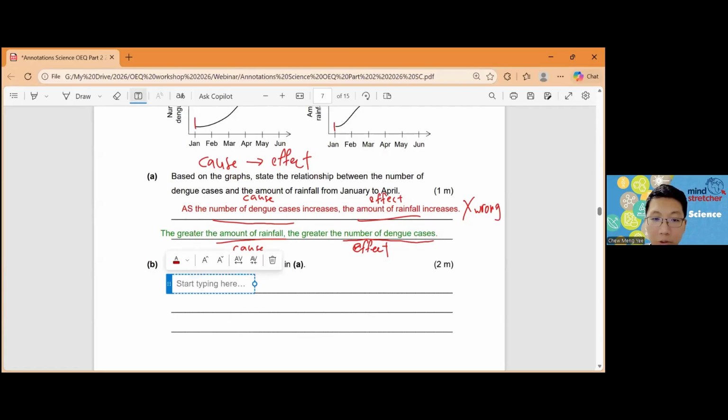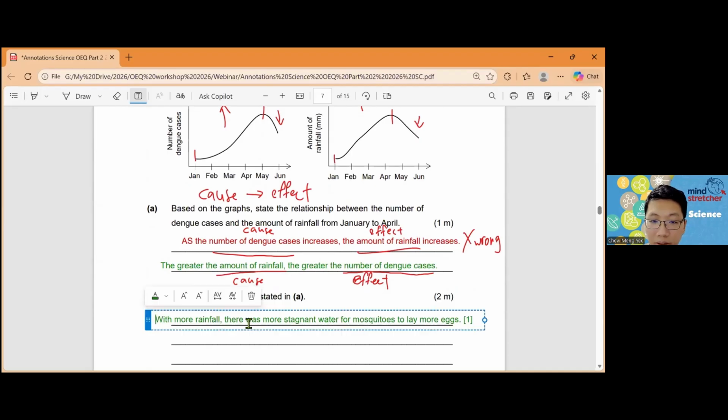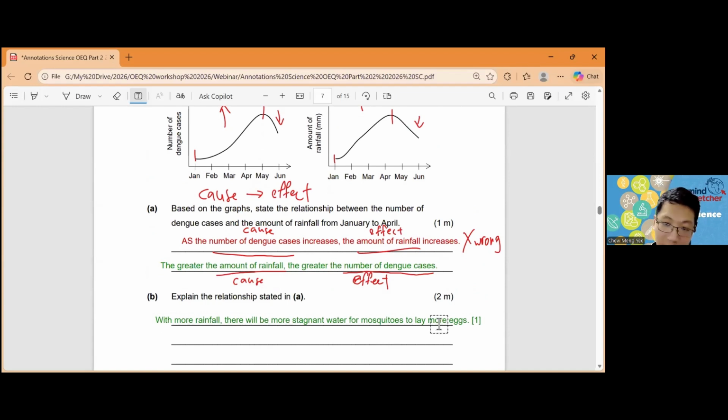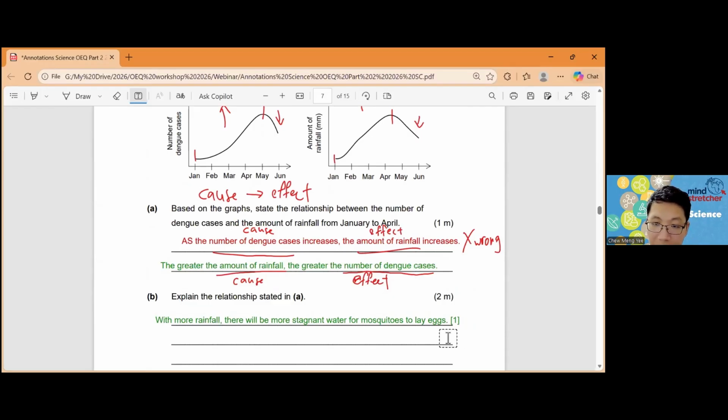So that should be the first thing you relate. So you must understand the life cycle of mosquitoes and all this. So this is the first part of your answer. With more rainfall, there will be more stagnant water for mosquitoes to lay eggs. Lay more eggs is fine. There will be more stagnant water for mosquitoes to lay eggs. So that means that they will lay more eggs.